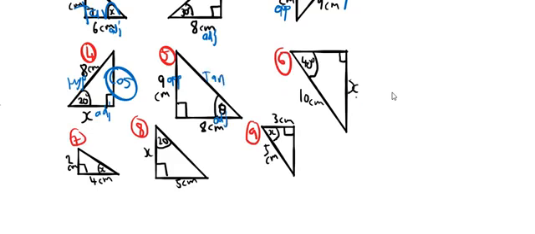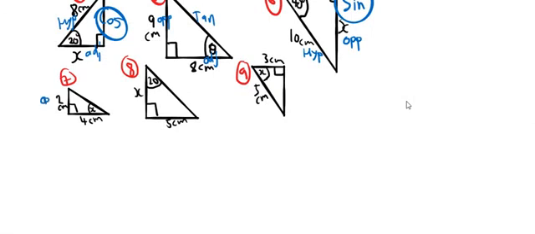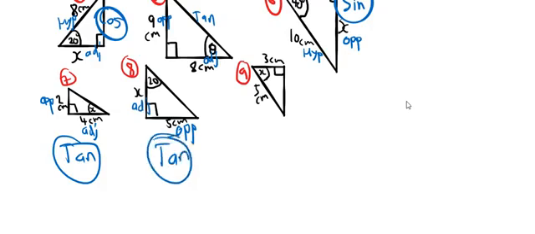Question 6, x is the opposite, 10 is the hypotenuse. So opposite and hypotenuse means it's going to be sin. Question 7, 2 is the opposite, 4 is the adjacent, therefore it has to be tan. Question 8, 5 is the opposite, the x is the adjacent here, so opposite and adjacent means tan again, so another one that's tan. And the last one, 3 is the adjacent and 5 is the hypotenuse, so adjacent and hypotenuse means this one is going to be cos.